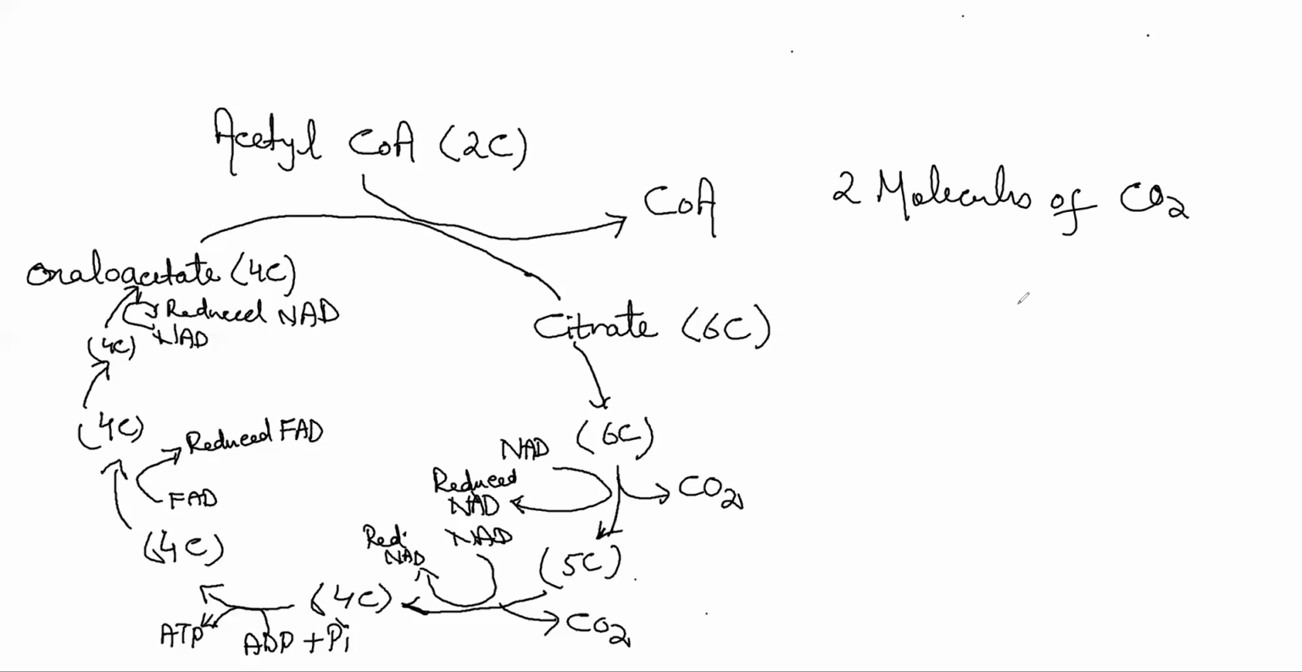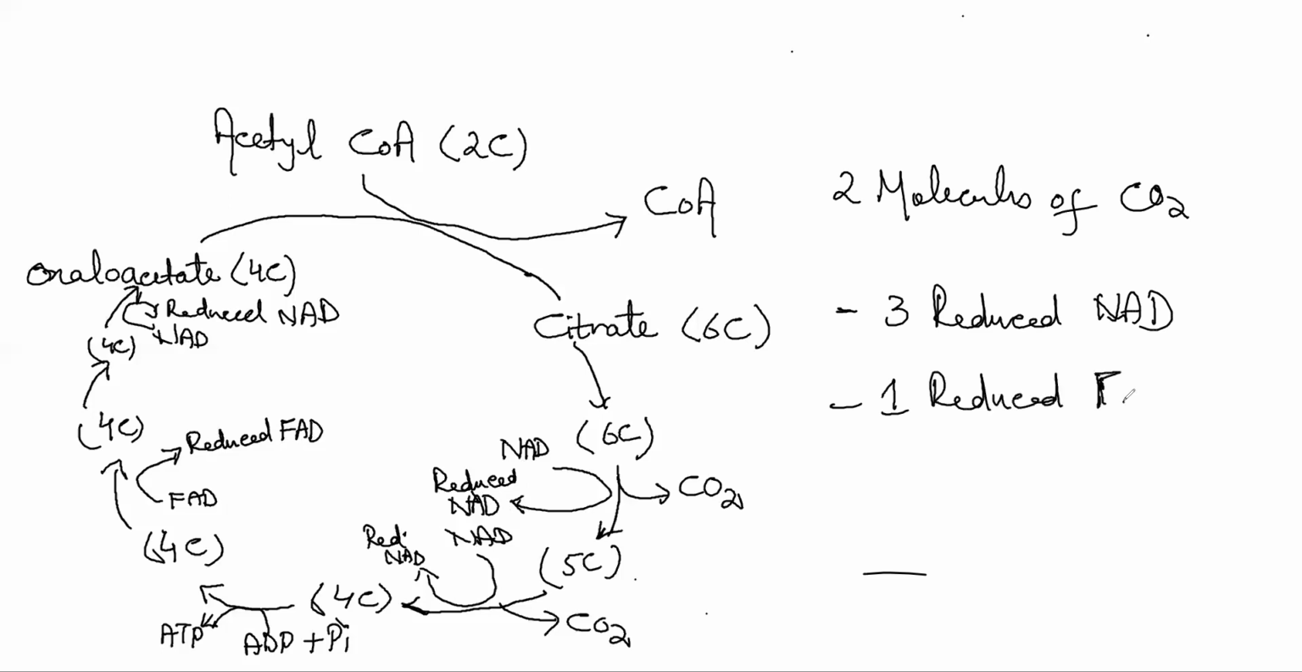So what are the main products? Once again I am emphasizing, for one molecule of acetyl coenzyme A, how many reduced NAD molecules are produced? 1, 2, and 3. So 3 reduced NAD molecules, right? 1 reduced FAD molecule. And how many ATP molecules are going to be synthesized in this process? Only 1 ATP molecule, right? So this was for one acetyl coenzyme A.